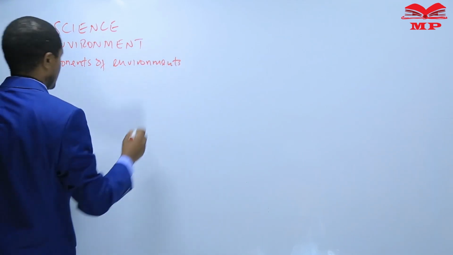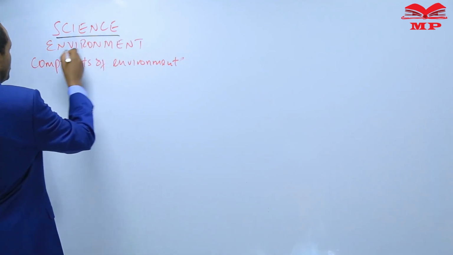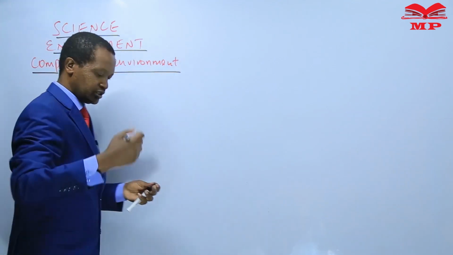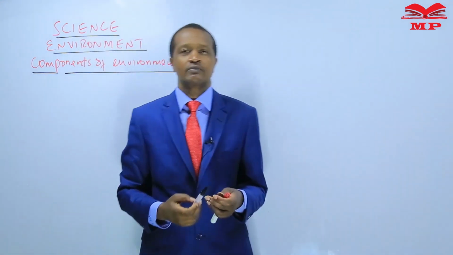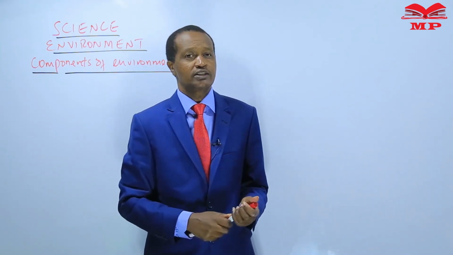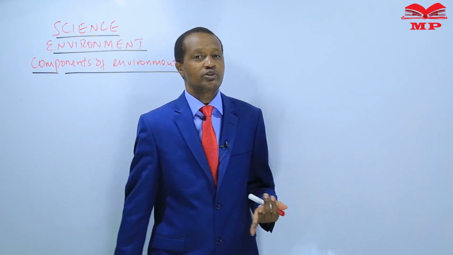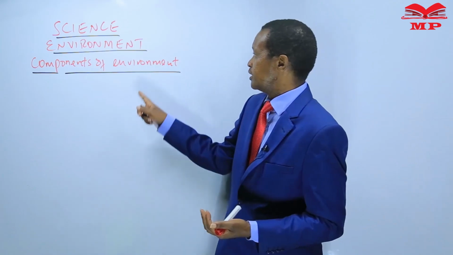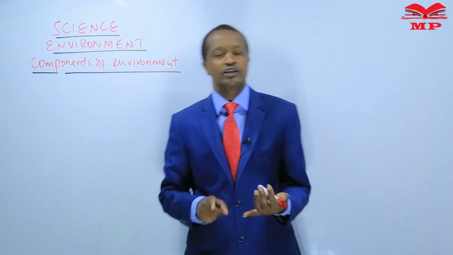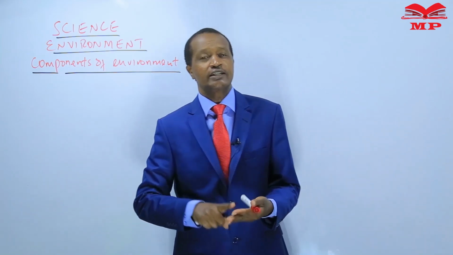Components of the environment. We are proceeding from where we stopped. This is not the first lesson. We have been having sessions under this topic. And in our previous lesson, learners, we discussed the component known as water. Remember, we had mentioned earlier that the major components of the environment include animals, plants, water, soil, and air.